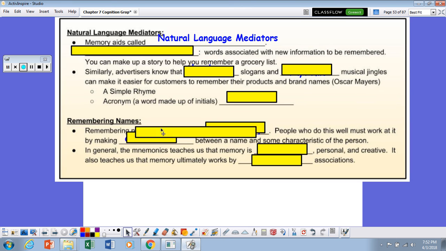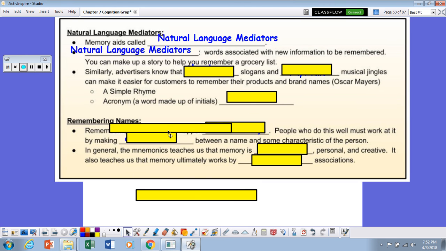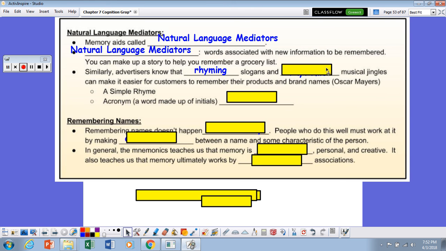Natural language mediators. These are memory aids. These are words associated with new information to be remembered. You can make up a story to help you remember maybe a grocery list. Similarly, advertisers know that rhyming slogans and perhaps rhythmic musical jingles make it a lot easier for customers to remember their products. You might recall maybe the Oscar Mayer hot dog jingle that was very popular many years ago.